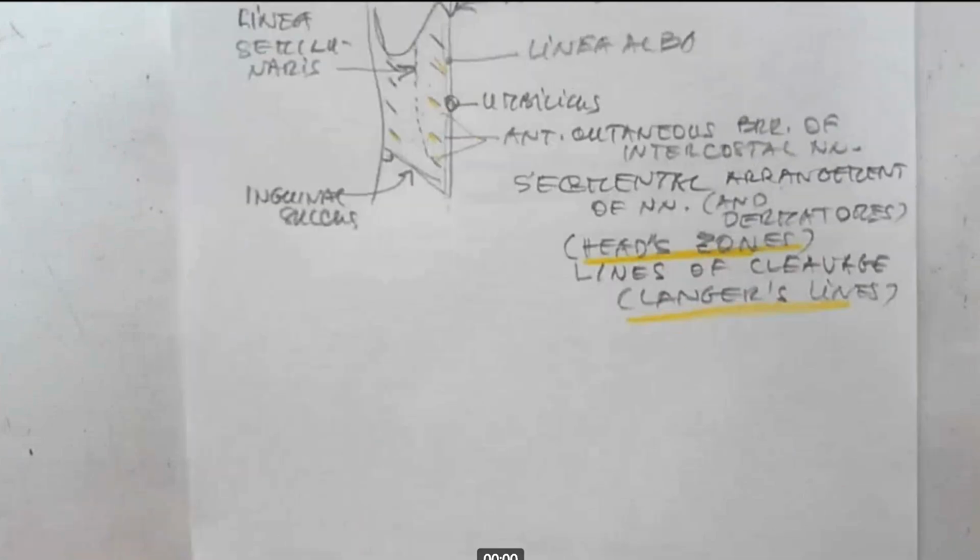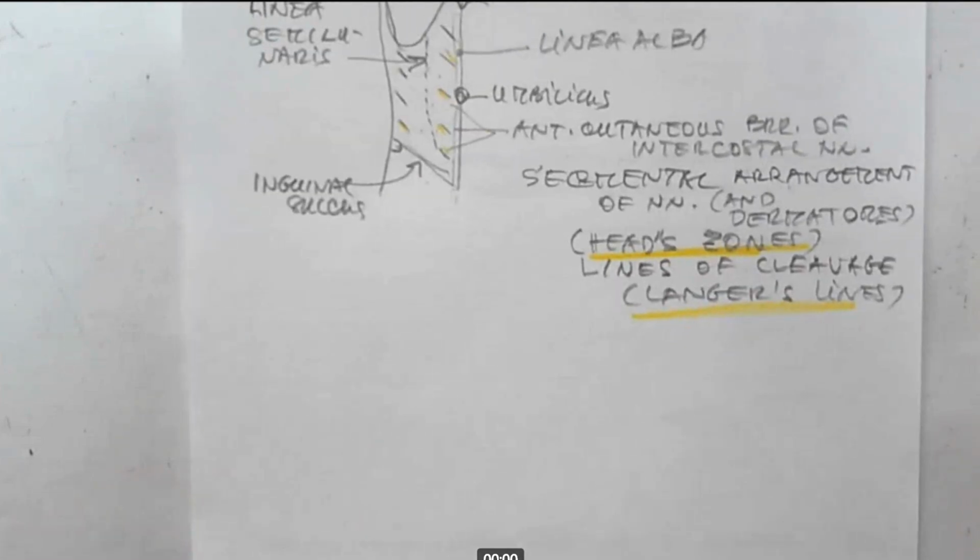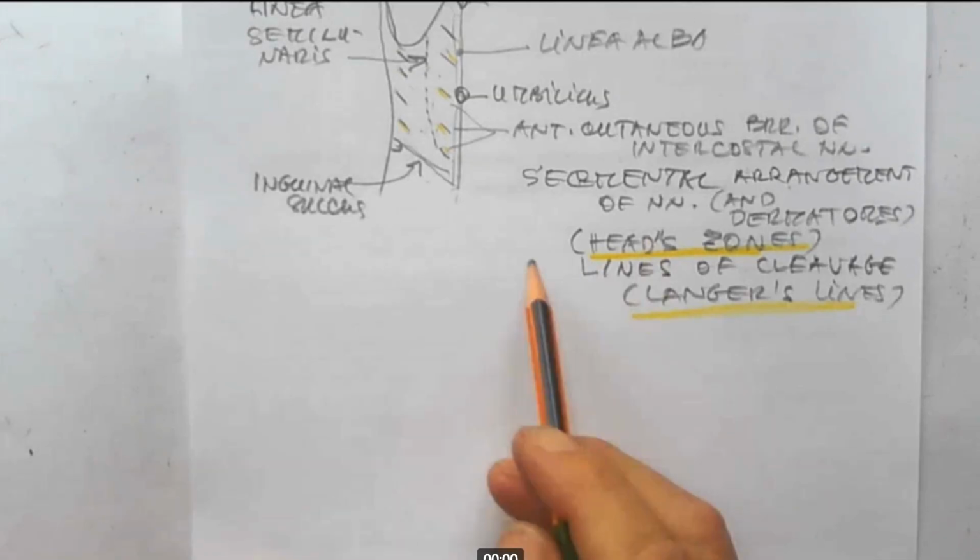The Langer's lines are the lines which in fact follow the wrinkles on the skin, and they are based on the fact that the elastic and collagenous fibers are arranged in the rows of the dermis, so they are related to the muscles passing at a right angle to them. So if the muscle runs vertically, the lines run horizontally, transversally. So this was just for orientation.